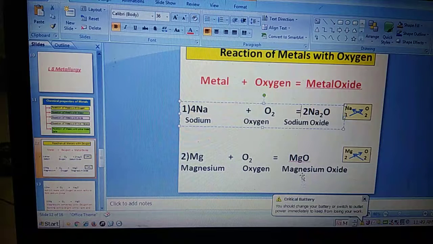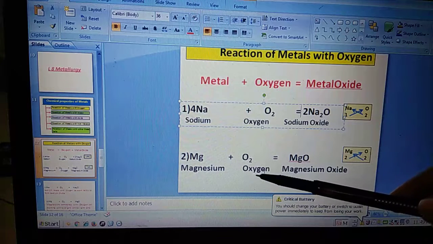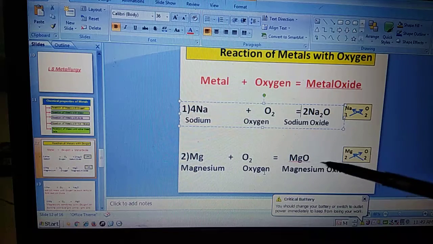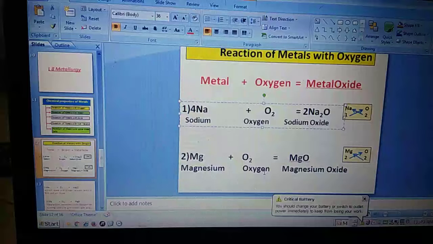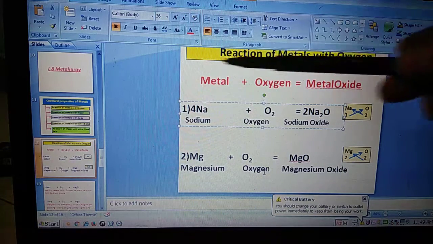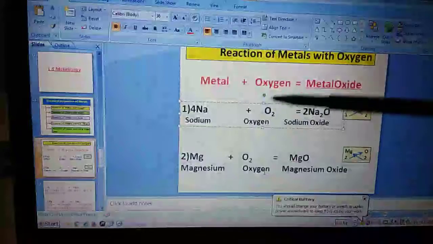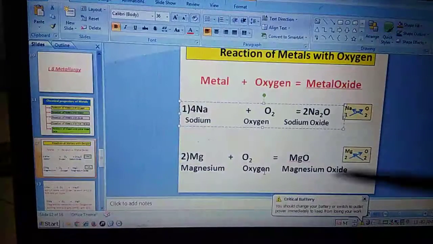Now we come to the second one. Let's see. Now here you will see magnesium reacts with oxygen, right? Magnesium reacts with oxygen, I get magnesium oxide. This is my basic formula. How in maths we have (a+b) whole square is equal to a square plus 2ab plus b square, so that is our basic formula. Same way here, this is our basic formula: metal and oxygen gives me metal oxide.